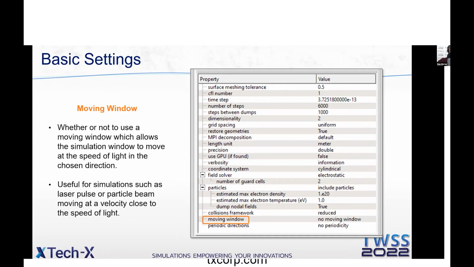There are 2 final little options here at the bottom of basic settings, being the moving window, which is basically whether or not to use a moving window, which would allow the simulation window to move at the speed of light in the chosen direction. Which would be useful for people that are doing laser pulses or, excuse me, measuring certain portions of the particle beam moving at a velocity close to the speed of light.